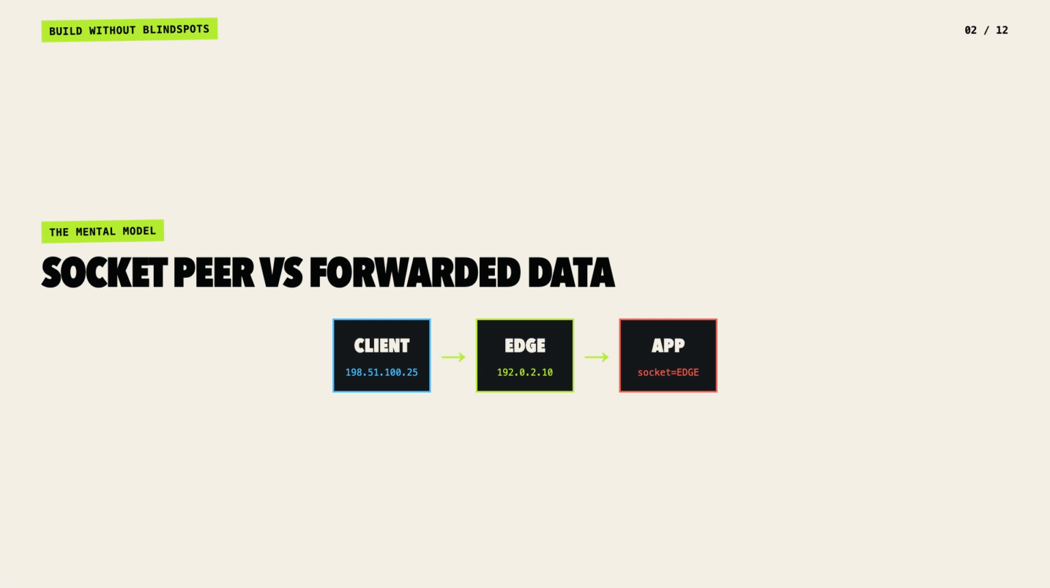Our first fixture is simple: client, edge proxy, app. The second adds a CDN and an ingress. We will keep the socket peer, received header, derived client, and security decision visible on every test.